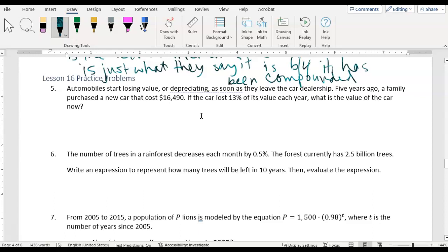So automobiles start losing value, or depreciating, this is an important word, as soon as they leave the car dealership. This is true. 5 years ago, a family purchased a new car. If the car lost 13% of its value each year, what is the value of the car now? So $16,490. If it's losing 13%, then what remains is 87%. So our factor is 0.87. And this is to the power of 5 because we're talking about 5 years. And it is its value each year. So we're not worrying about months or anything like that yet. We're thinking about just years.